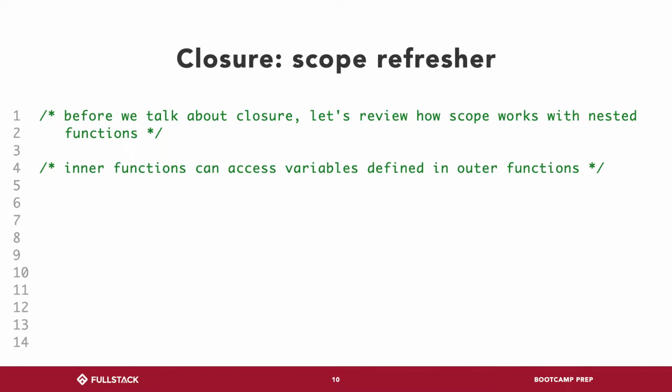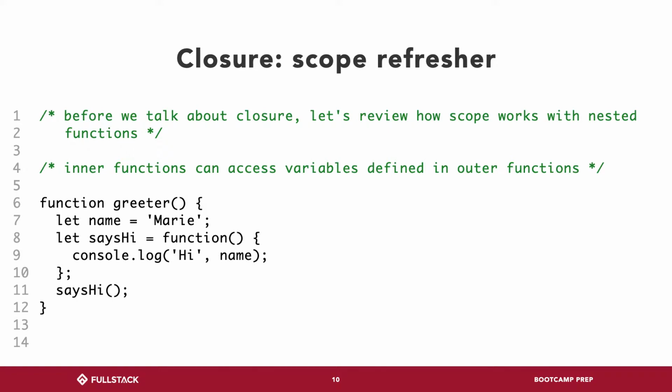Inner functions can access variables defined in outer functions. You guys did this in the scope workshop, if I recall, right? So like that, right? Here, in greeter, you say let name equal Mary. You define sayHi as a function that console.logs hi name, which was Mary, and then you call sayHi, right? Here, inside the function.